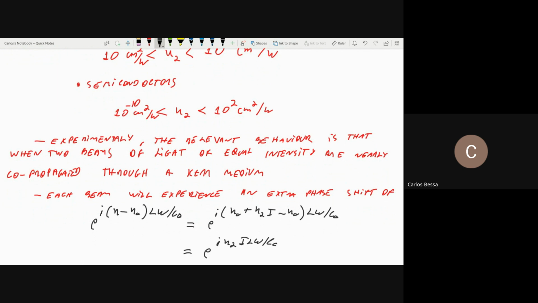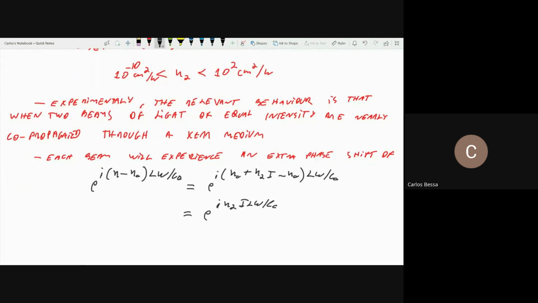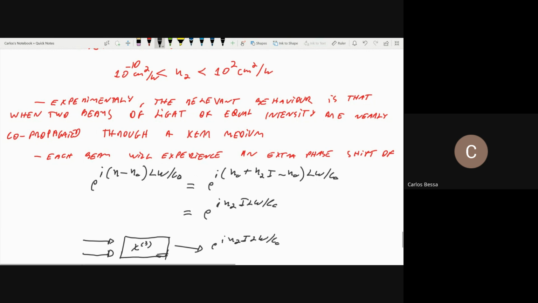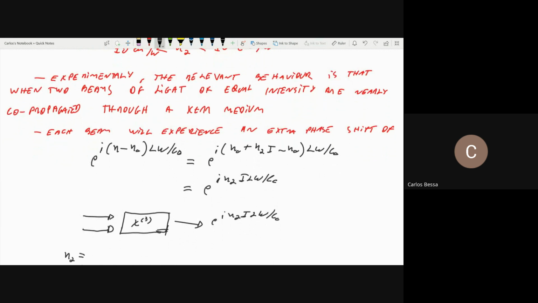Okay, so in general, if we have a Kerr material, note that eta 2 depends on chi3. So if we have a Kerr material, chi3, say a slab here, we will have two beams. They will have this difference when they go out in the shift, the 2 I L omega over C0, where this eta 2 here is the nonlinear term. It's proportional to chi3, over chi3 epsilon 0 C0, 1 plus chi1.